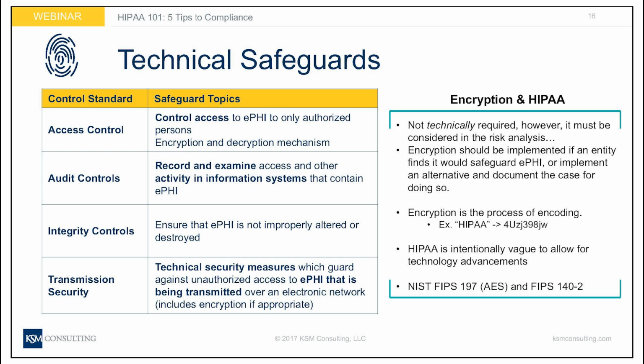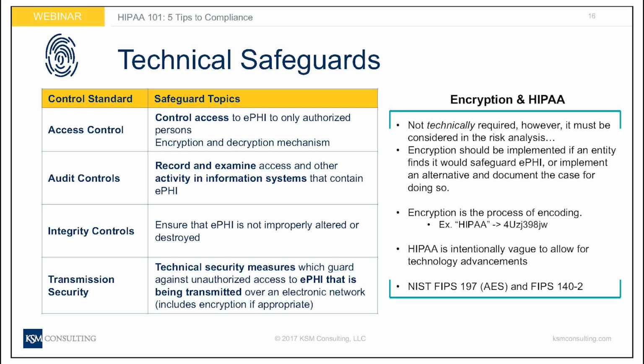For those of you who may not be aware, encryption is really just the process of encoding, and so you can see we have an example here where we would take the word HIPAA and encode it to be a mix of characters. There are a number of different types and techniques of encryption and different strengths, but again, HIPAA is intentionally vague to allow for that technology and that security practitioner mindset to advance.